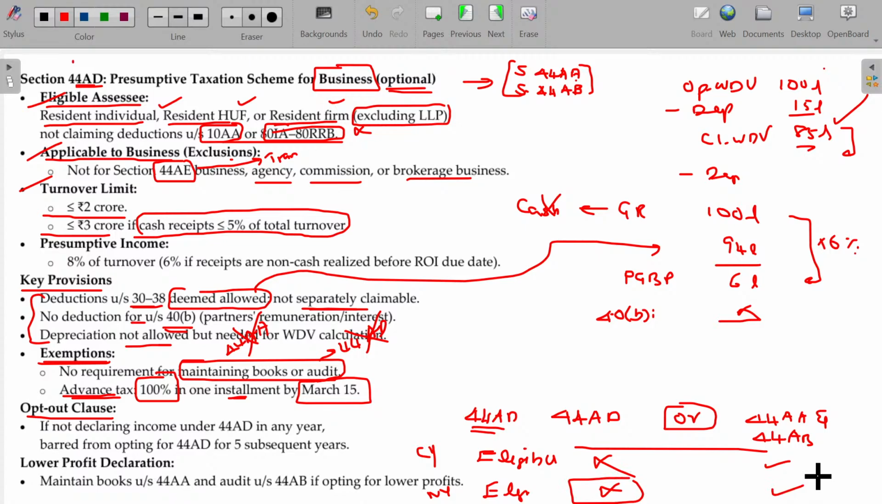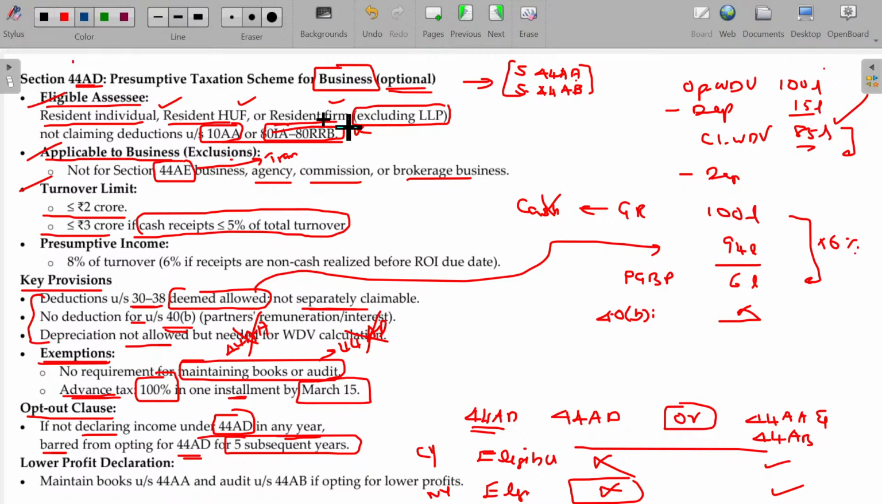For how many years? At least for 5 years. The year in which you are eligible for 44AD but you neglected to take it and you go for getting your books of accounts audited, thereafter you are not eligible for 44AD for at least 5 more years. So, if not declaring income under 44AD in any year, yet you are eligible, you are barred from opting for 44AD for 5 subsequent years. Then leaving that year, thereafter 5 years, though you can enjoy 44AD, 44AD is not allowed. Is that okay?